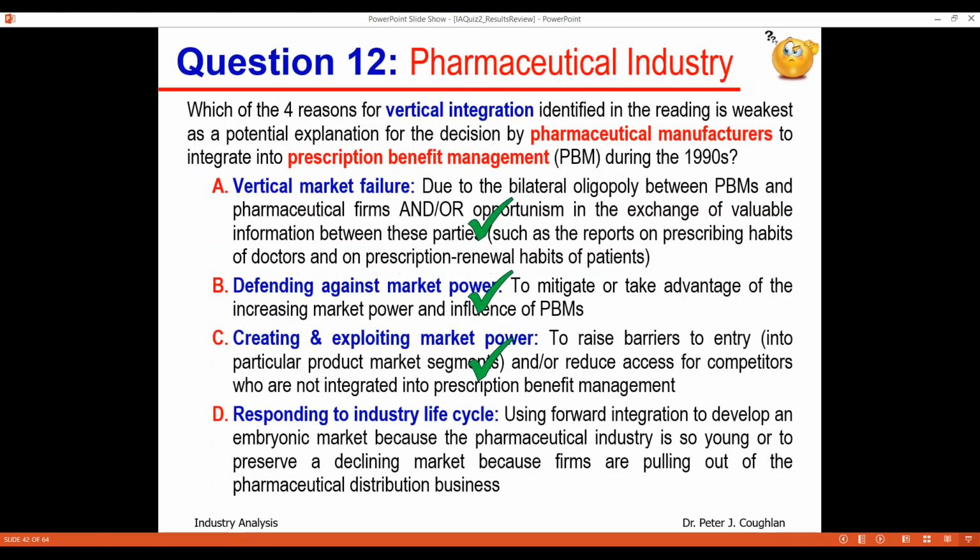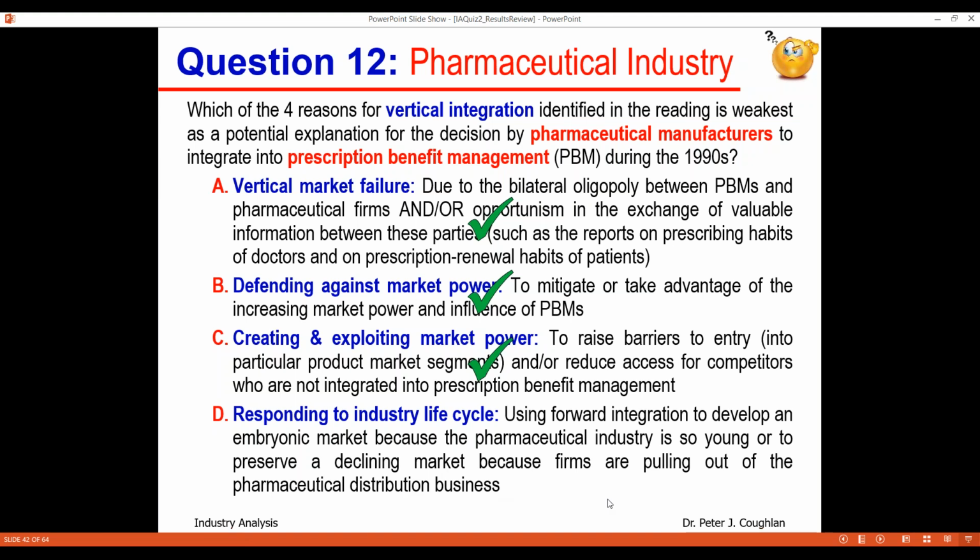So in this case, what would that be? Maybe they're using forward integration to develop an embryonic, brand new market because the pharmaceutical industry is so young, right? This pharmaceutical thing is brand new in the 1990s, no. Or to preserve a declining market because firms are pulling out of the pharmaceutical distribution business, right? Nobody wants to distribute pharmaceuticals anymore, right? Obviously we know that's not the case either, right?